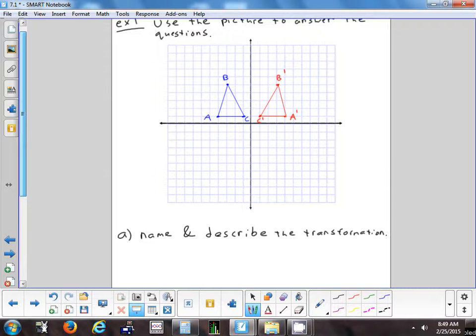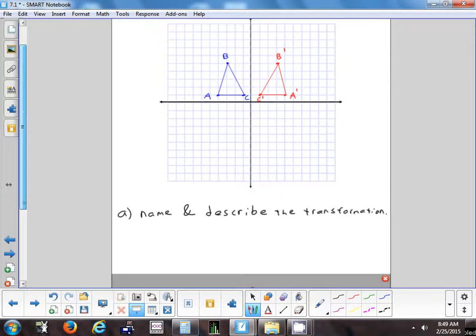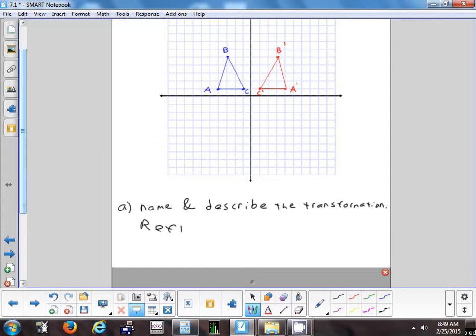Okay, what kind of transformation is that? Yeah, reflection. That's a reflection, yes. Okay, it's a reflection. Can anybody be a little bit more specific?